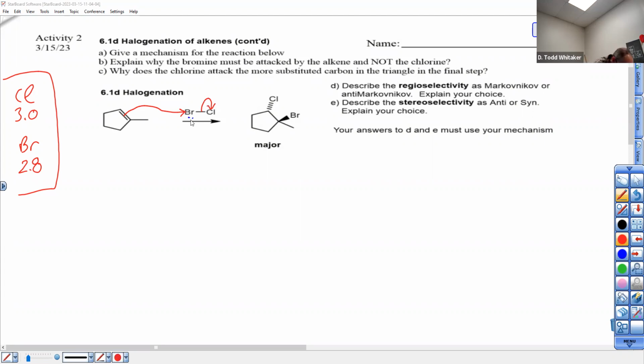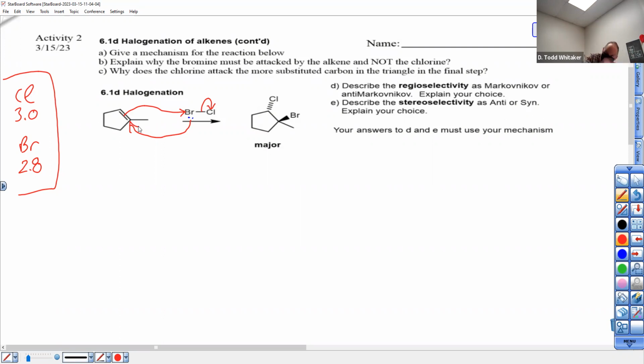Third arrow from the lone pair on the atom you attacked, back to make a triangle. Which carbon do you come back to? More or less substituted? More substituted carbon. Get used to that answer. Whenever I ask the question, which carbon do you attack, you're just going to keep saying the more substituted one. Okay? Helps you remember, right?